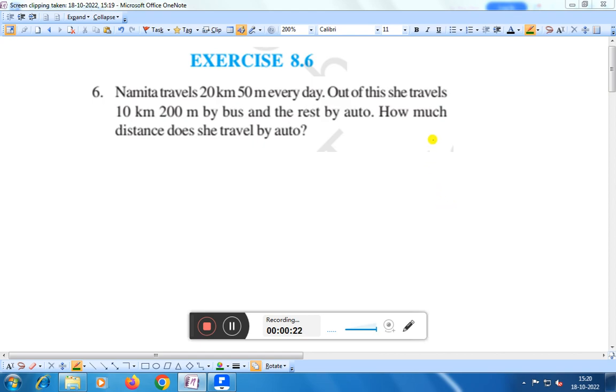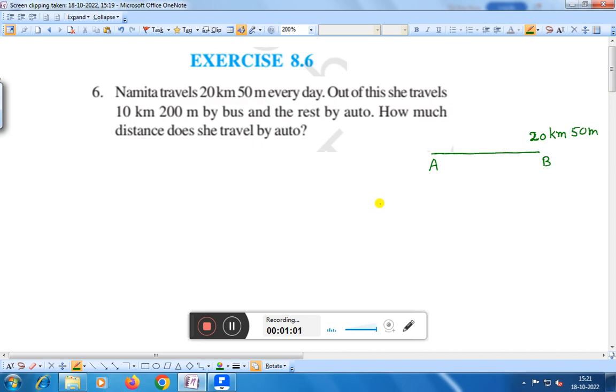Suppose here you have taken a distance A to B. Let us take this distance A to B. A to B, this is 20 kilometer 50 meter. Now out of this she travels 10 kilometers.